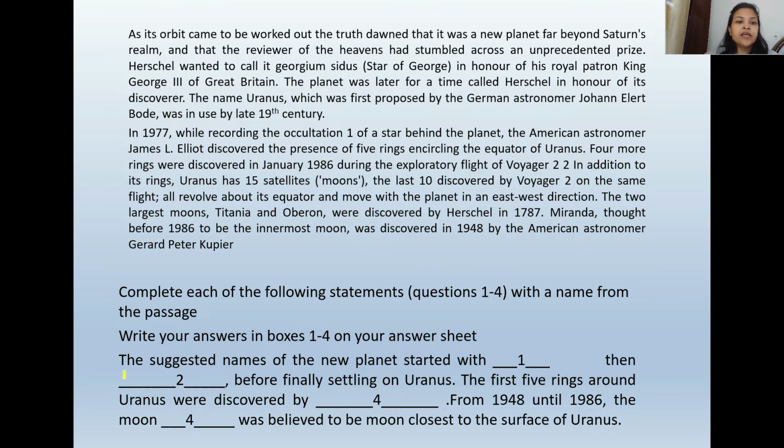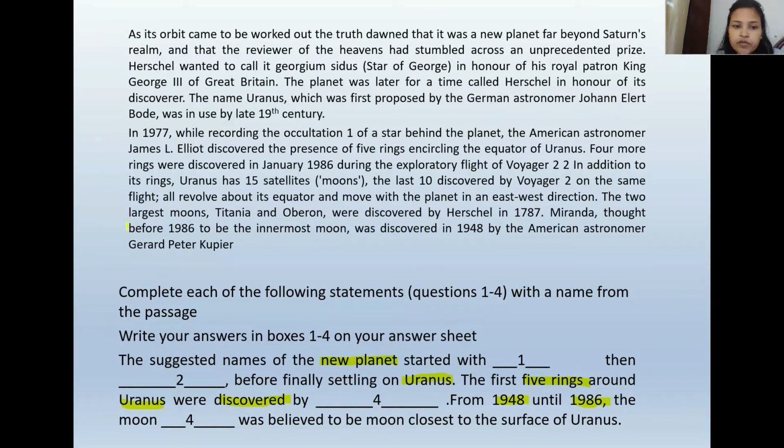This one: the suggested names of the new planet. It is talking about the new planet. It started with this, then this, before finally settling on Uranus. The first five rings around Uranus. Five rings were discovered. Who discovered them? From 19... Oh, this is very important.